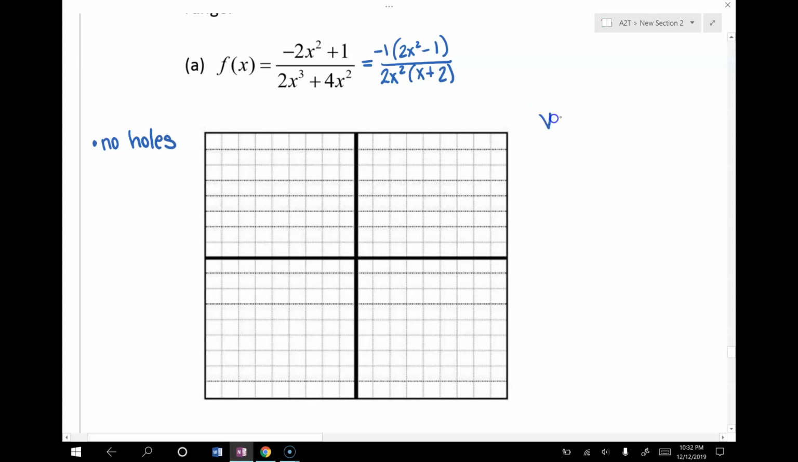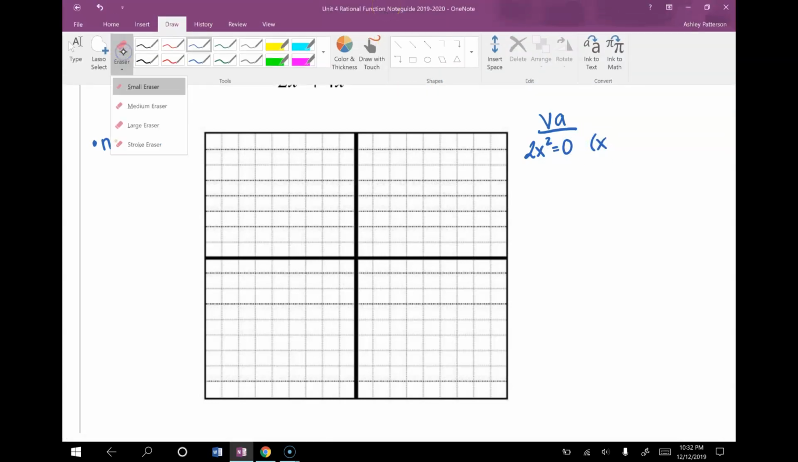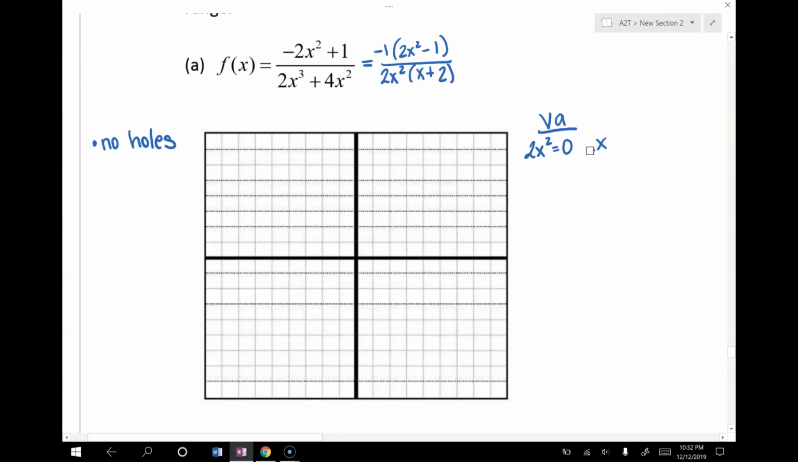All right, second thing that we need to find is the vertical asymptote. That comes from what makes your function undefined. In this case, what makes our denominator equal to 0. So we're going to set both of the denominator pieces, both of the factors, equal to 0 to find out what values are going to make our function undefined. Okay, so for the first one, if I divide by 2, we get x squared is equal to 0, so x is 0. And for the second one, x is equal to -2.